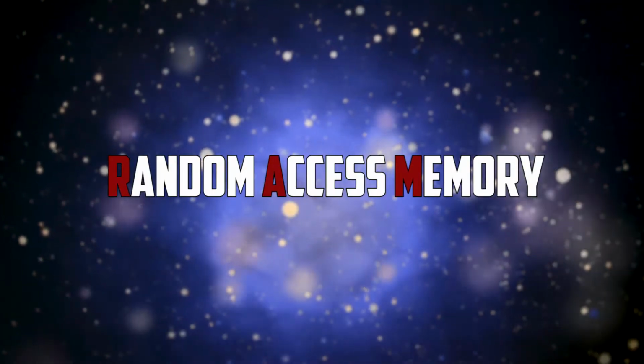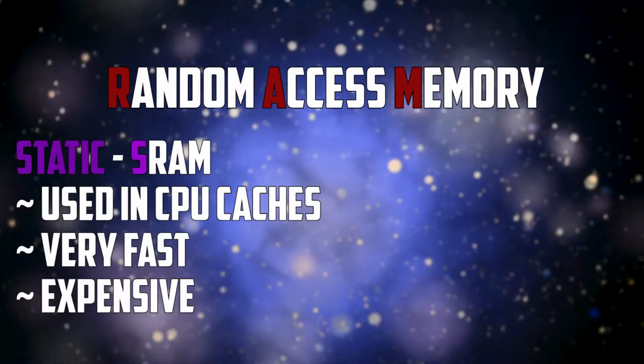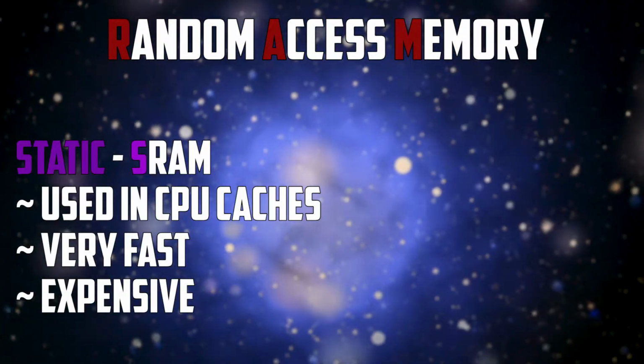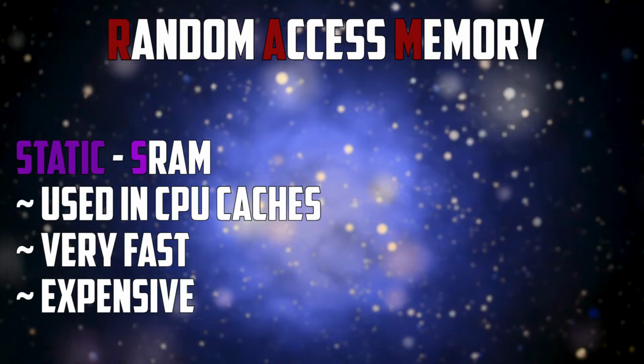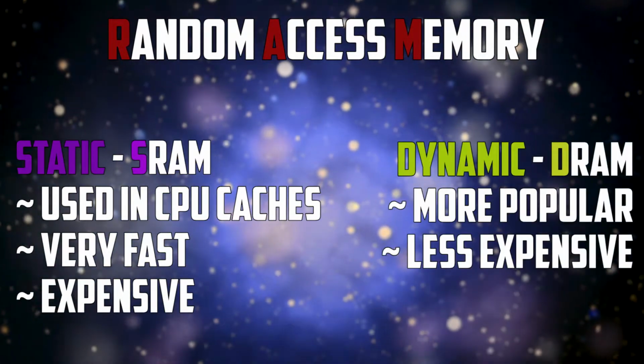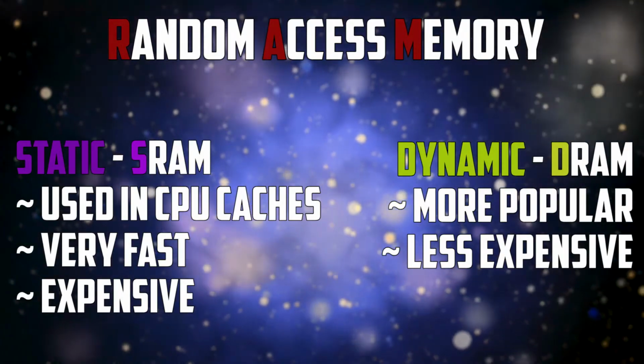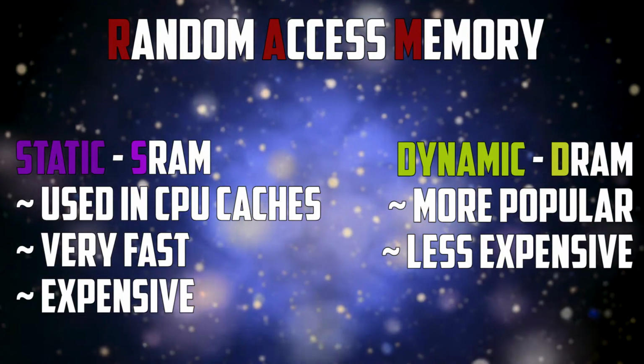There are two major classes of random access memories. They are static RAM or SRAM, the fastest ones, which are used in a CPU cache but are really expensive to produce, and dynamic RAM or DRAM. These are the predominant form of computer memory used in modern computers.